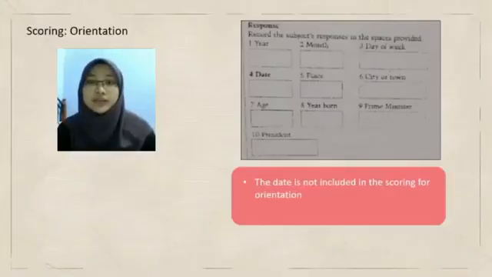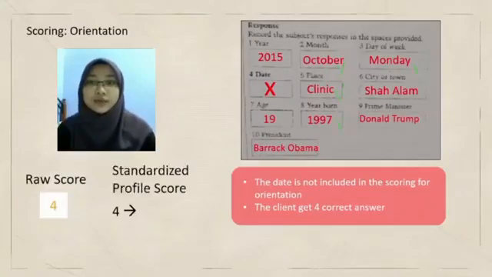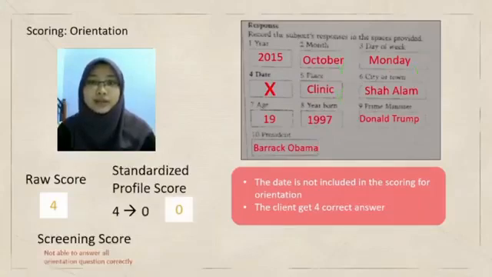The date is not included in the scoring for orientation. From the client response, the client able to get 4 correct answers. So the raw score that the client will get is 4. When the raw score is 4, the standardized profile score that the client will get is 0. For screening score, because the client not able to answer all orientation questions correctly, the client will get 0.